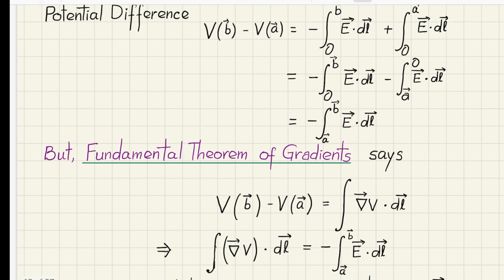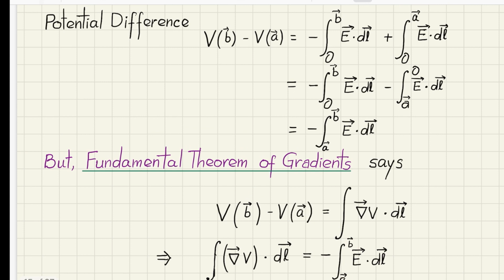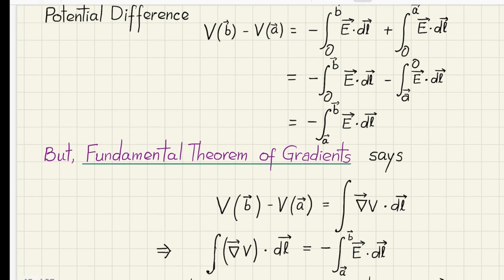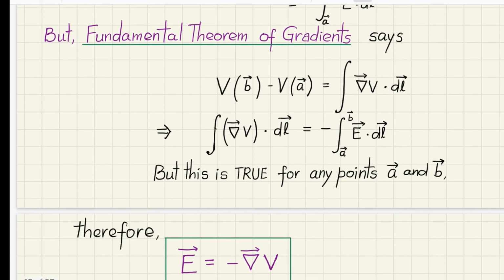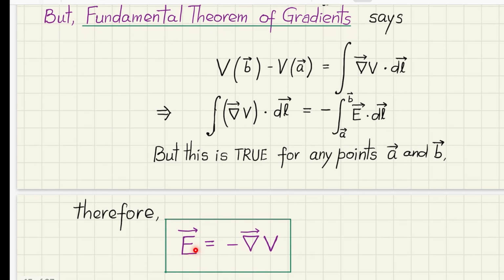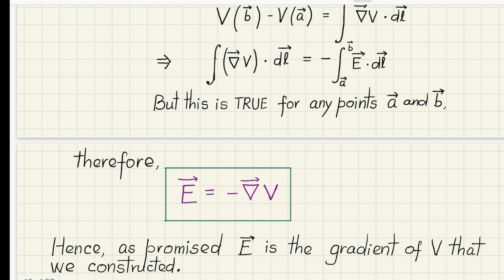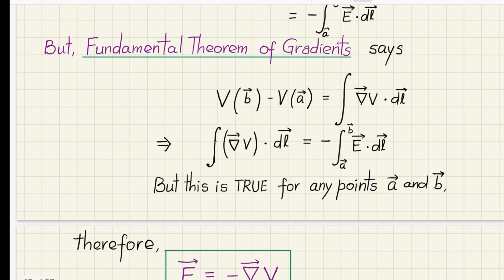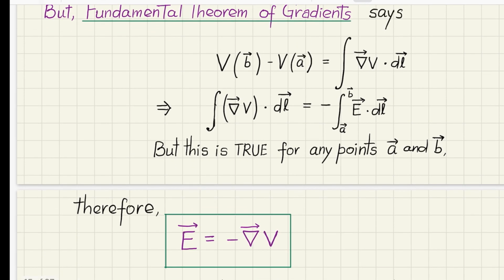But this is true for any 2 points A and B, and hence I can say that, since it is true for any 2 points, E must be minus grad of V. So as promised, E is the gradient of V that we have constructed. So we have constructed the voltage function, the scalar potential, and we show that the electric field is minus grad of V.